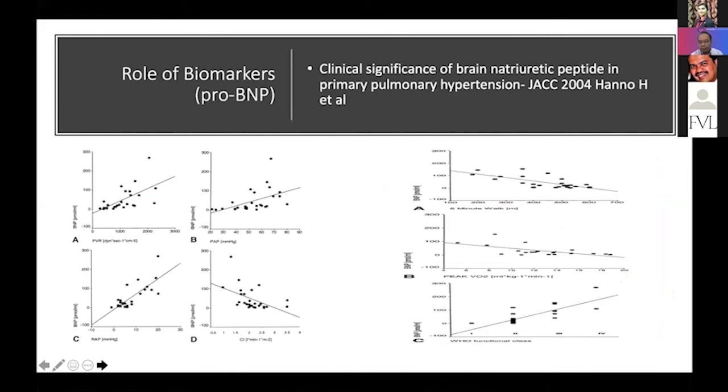And if you have a bad 6-minute walking test, you have a high BNP level. You can see this in the slide. Meaning that if you are unable to exercise well, you will produce more BNP, whereas if you are good with your exercise capacity, you will have a reduction of BNP level.